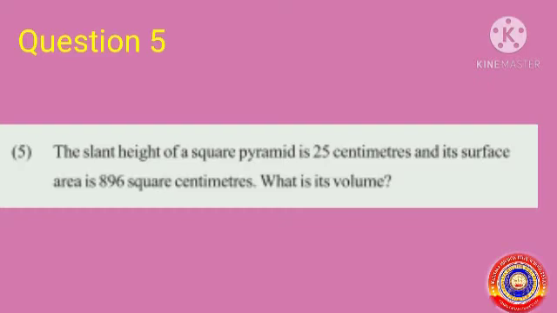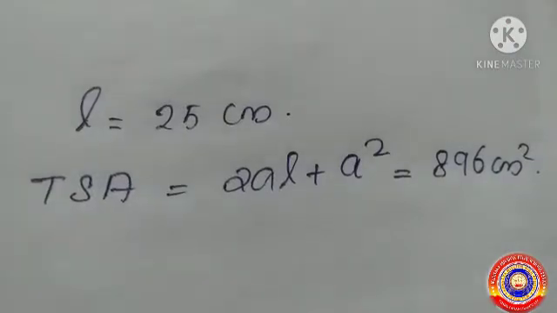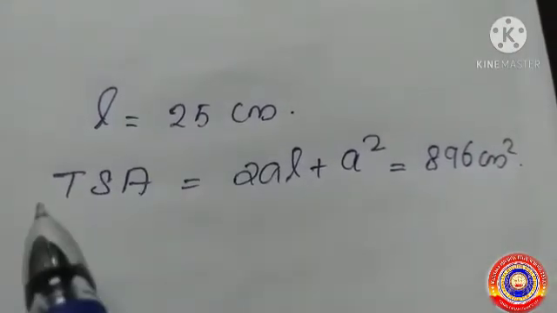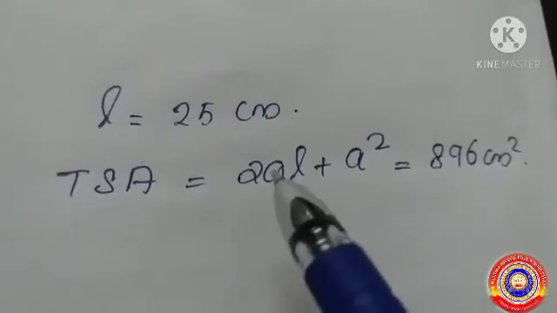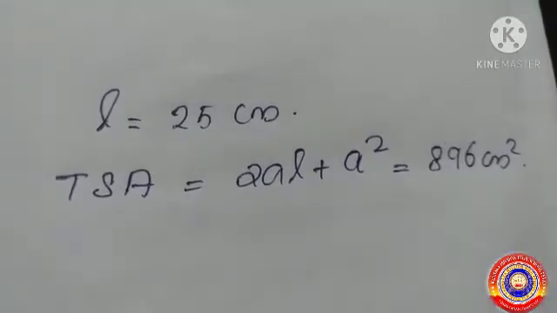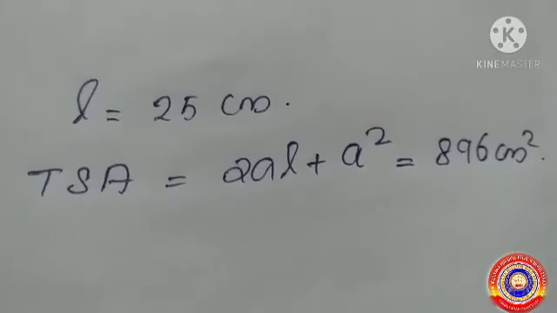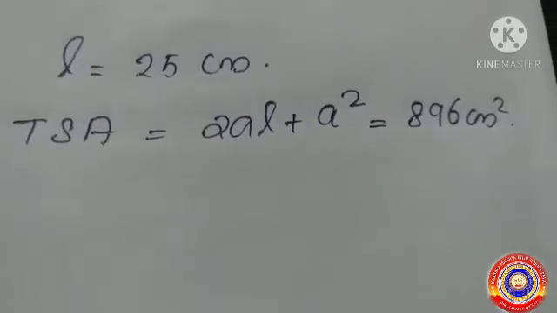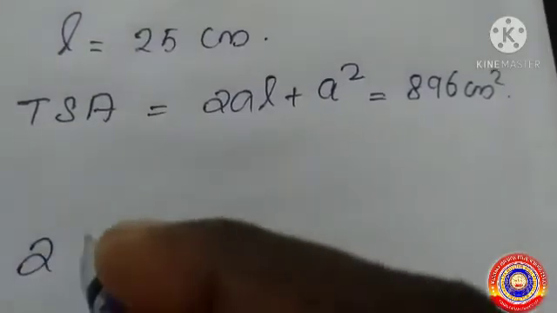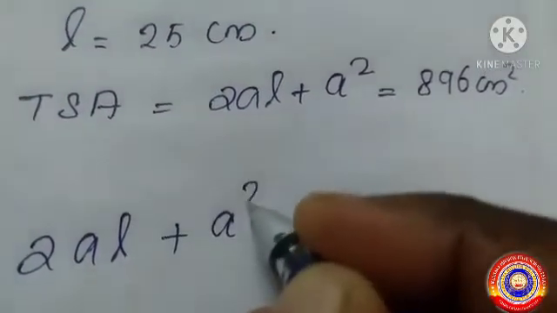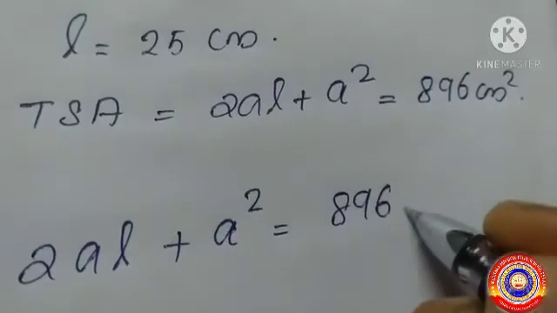The slant height of a square pyramid is 25 centimeters and its surface area is 896 square centimeters. What is its volume? We have to find its volume using the height and surface area. So L is equal to 25 centimeter and TSA, the total surface area, equals 2AL plus A square equal to 896 centimeter square. Using this equation, we have to find its volume.